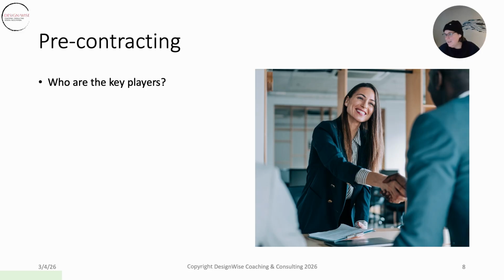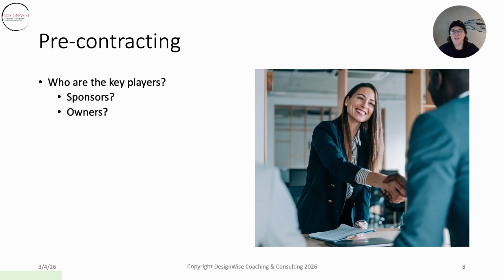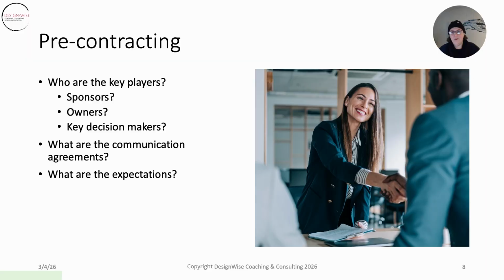So you have already identified who the key players are, the sponsors, the owners, the key decision makers. What are the communication agreements? Who needs to know what, when? What are the expectations of the overall project, which might change through the process of design and discovery. But at the beginning, at least have something on paper. What's the budget, scope, and timeline?